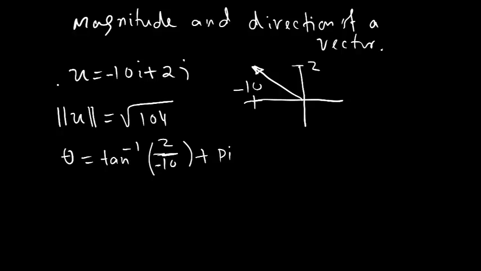Example 4. If you have -10i plus 2j, you see that your terminal point will be in the 2nd quadrant. So the magnitude as usual, (-10) squared plus 2 squared, and then the angle will be tan inverse of 2 over -10, and then add pi because you are in the 2nd quadrant.